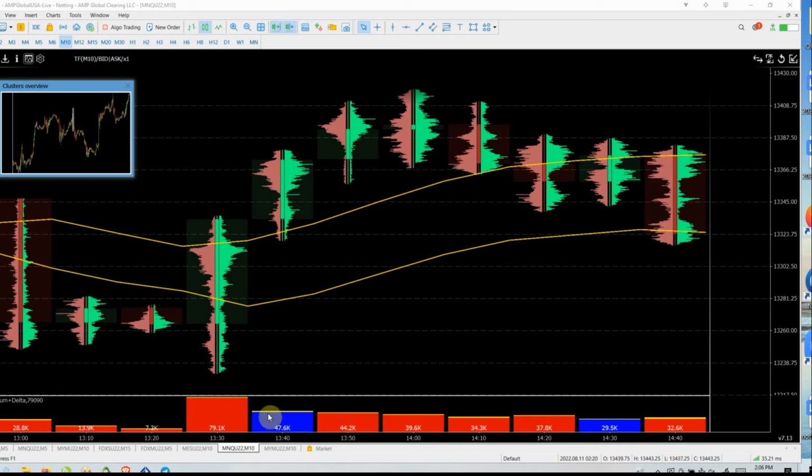So this is just volume delta. If it's red, that means there were more sellers in that particular candle. If it's blue, it means there were more buyers. Okay? So that's what we're looking at here.